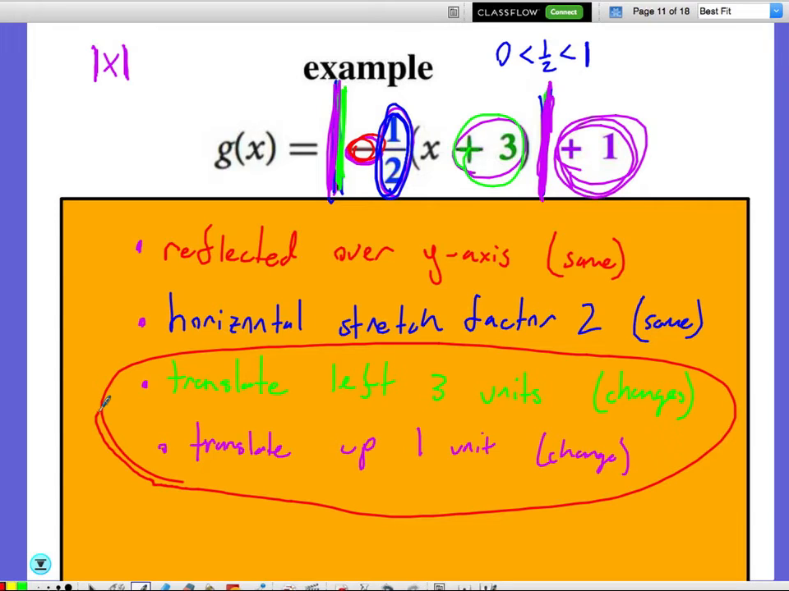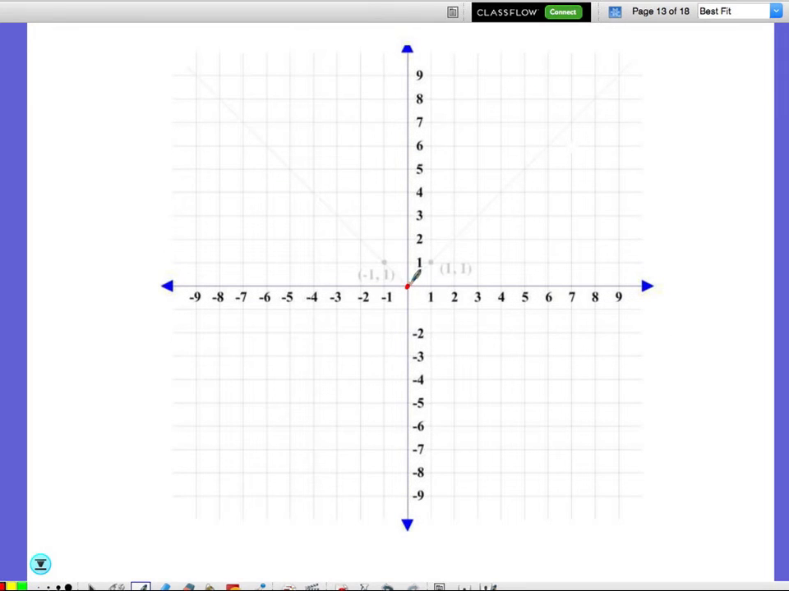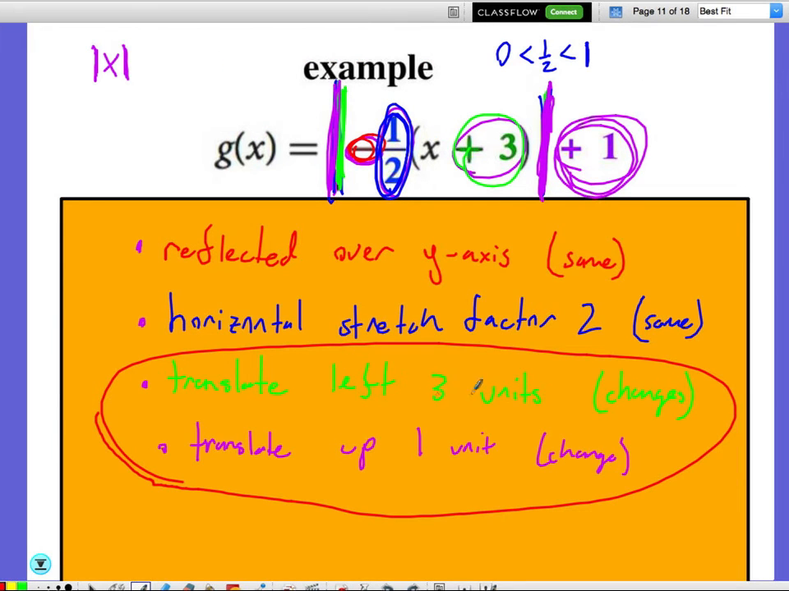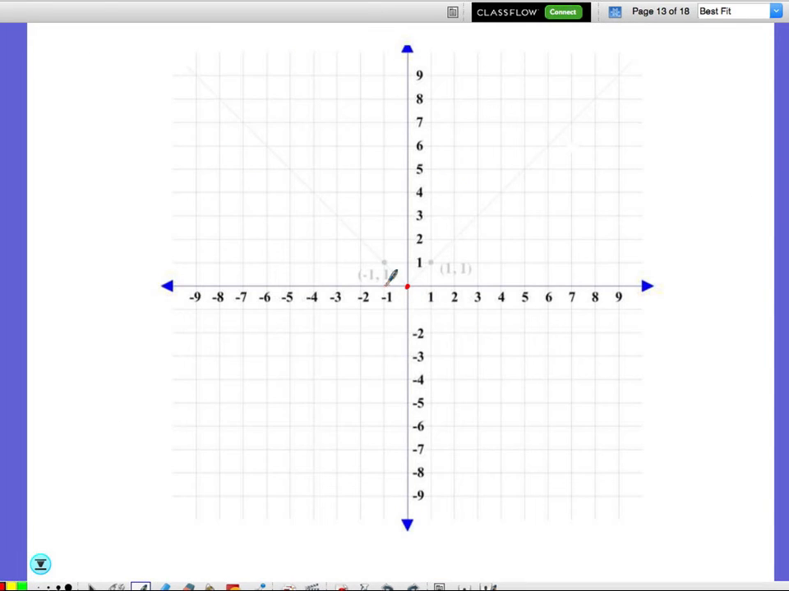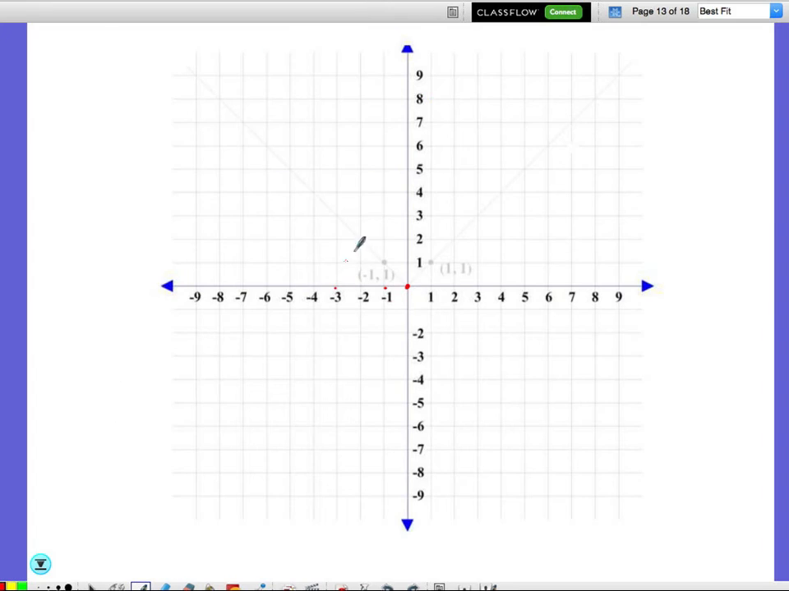So remember, from the parent function, we're going to start at the origin and just follow those 2 instructions. So we're going to move to the left 3 units, 1, 2, 3, and up 1 unit. Just by following those instructions, I found my vertex really easily. So there is my first point.